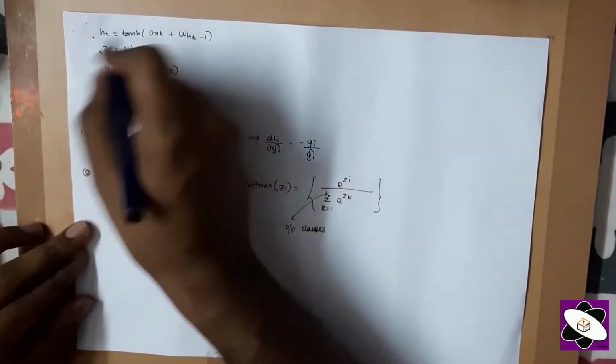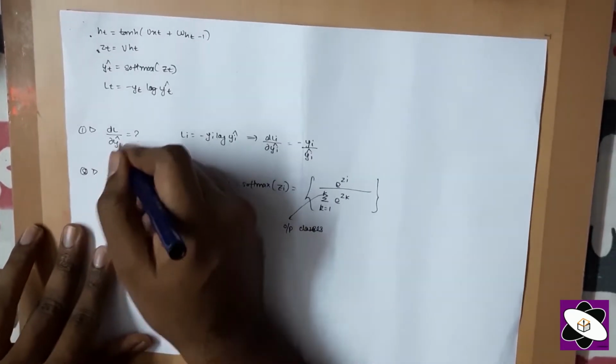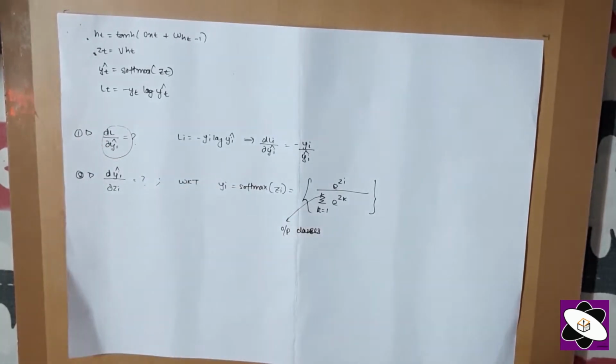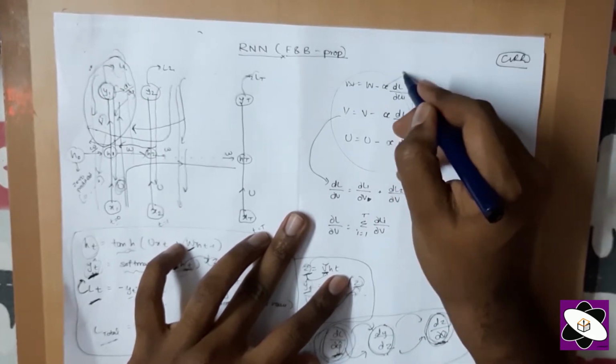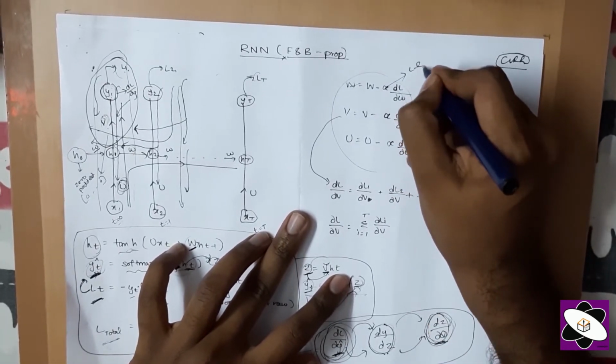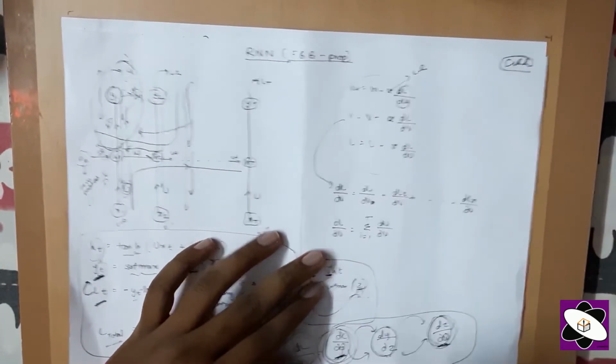So as you can see, these are the equations. Now we need to first find dL by dY, and as you can see over here, this is the gradient descent which we are going to perform. This is the learning rate. So for that we need to find the losses.